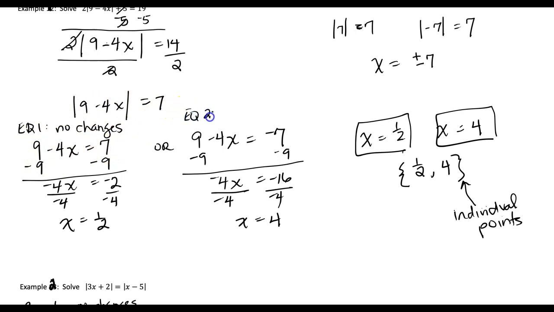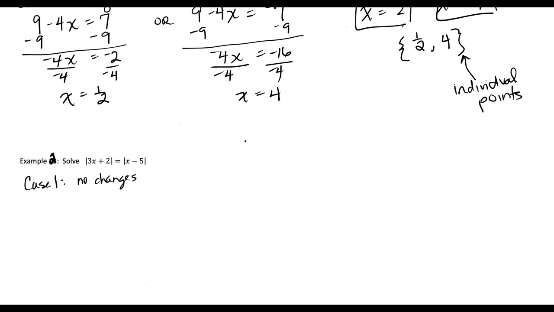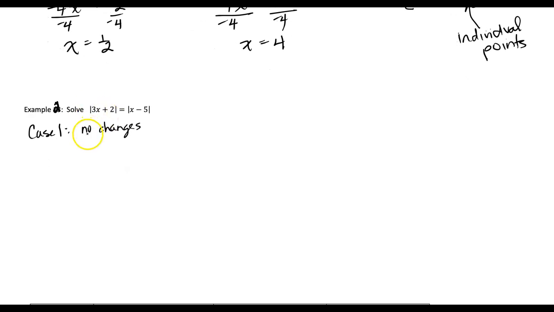Equation 2 was that we multiplied one side by negative 1. And it was a quicker way for us to multiply the 7 by negative 1 to make it negative 7, and then we know that the absolute value of each side would make that become a positive 7. Same idea down here. Our first case is going to be no changes. So we're going to leave the left 3x plus 2, but no absolute value. We're going to leave the right x minus 5, again no absolute value, and we're going to solve.